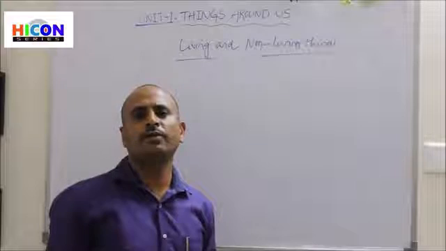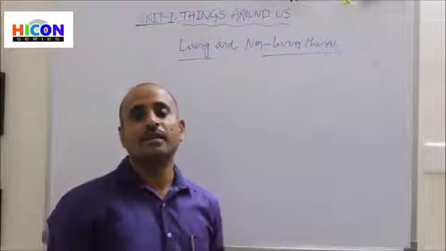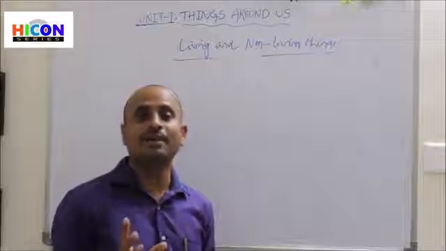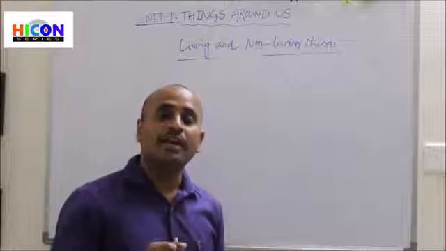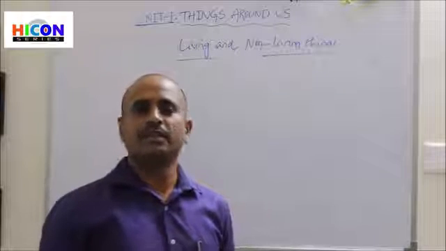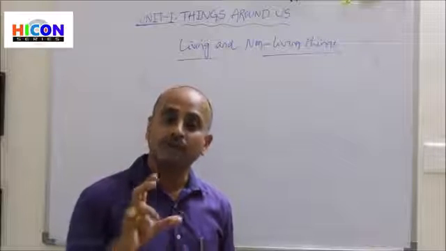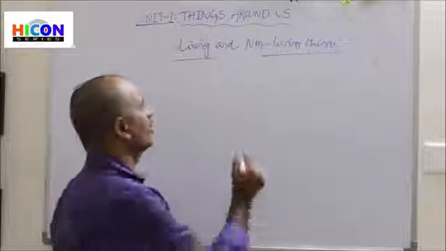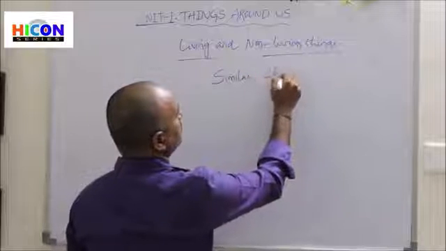Okay, children, up to now we have discussed what are living things and non-living things, examples for living things and non-living things, and what are the characteristics of living things. That means the living things and the non-living things will have different characteristics. In the same way, they also have some similarities between them. So not only differences, both living things and non-living things have some similar characteristics.